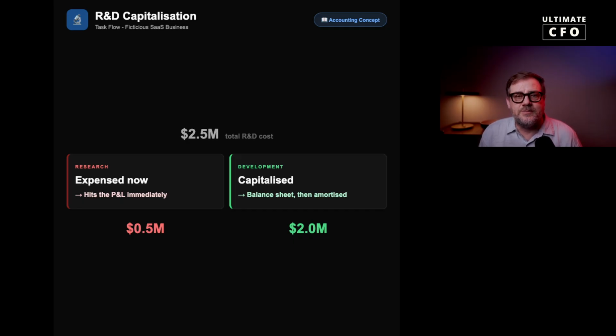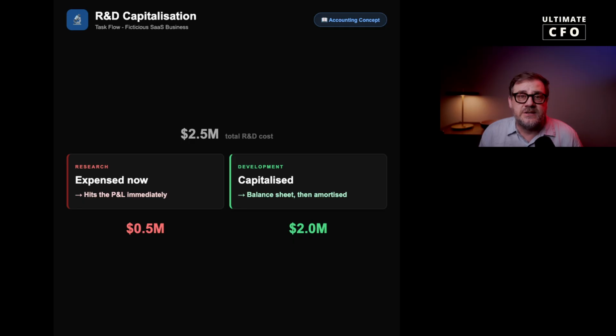You're not actually building anything yet that you are selling directly to the customer. Maybe you're building a prototype, but you're not selling that. So whatever you do in research gets expensed immediately as a cost. This hits the P&L whenever you spend it.